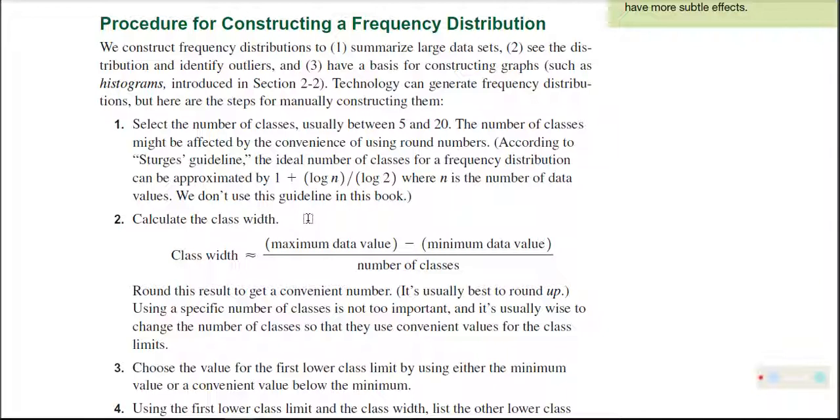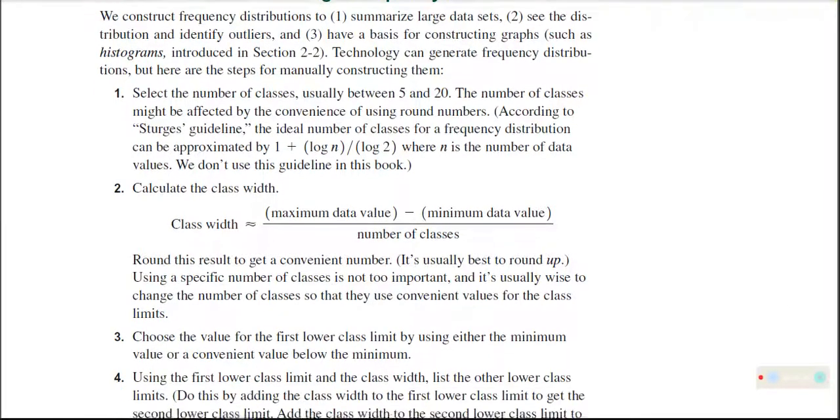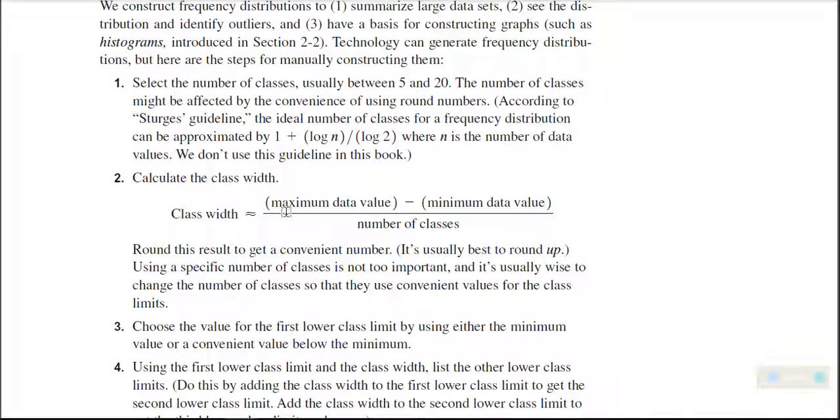Next, calculate the class width. So the class width is approximately equal to the maximum data value minus the minimum data value over the number of classes. Next, round this result to get a convenient number. It's usually best to round up. Using a specific number of classes is not too important. And it's usually wise to change the number of classes so that they use convenient values for the class limits.